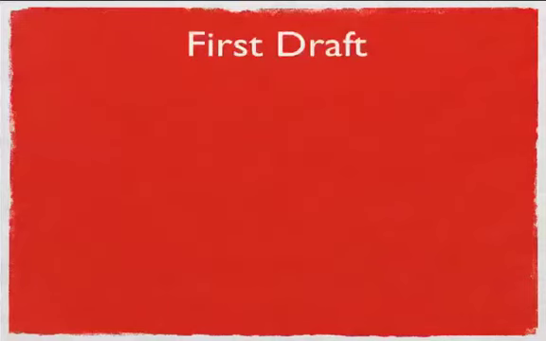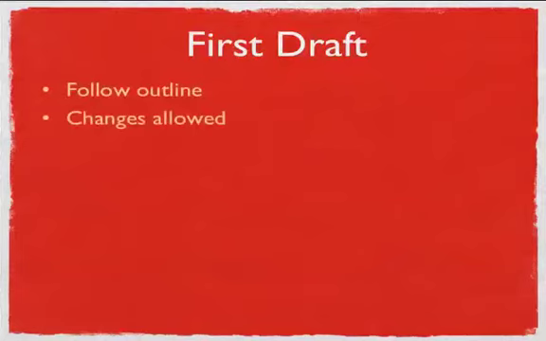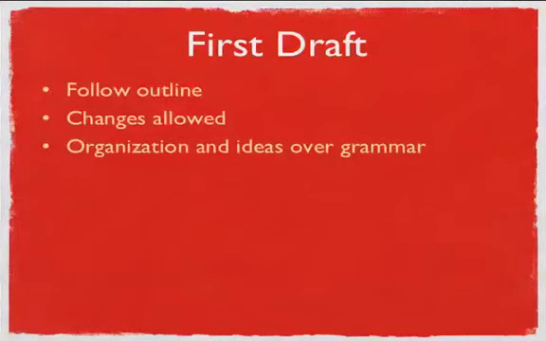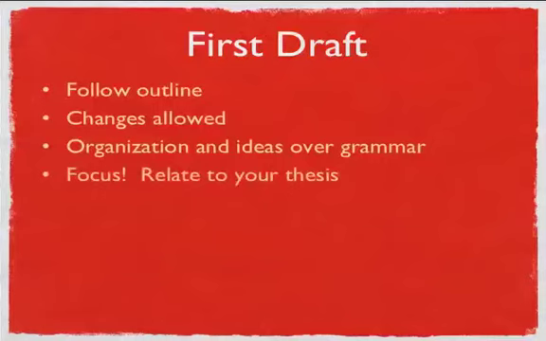After you have determined your thesis and finished your outline, you're ready to write your first draft. You should use your outline as your guide. Of course, if you start to write and find that the outline isn't working, it's okay to make changes. Worry more about the way you are organizing the paper and the ideas you are putting forth, rather than the grammar. Fine-tuning your writing can come later. Each section of your paper should relate back to your thesis statement. If it doesn't, there are irrelevant details in there and your paper becomes unfocused.